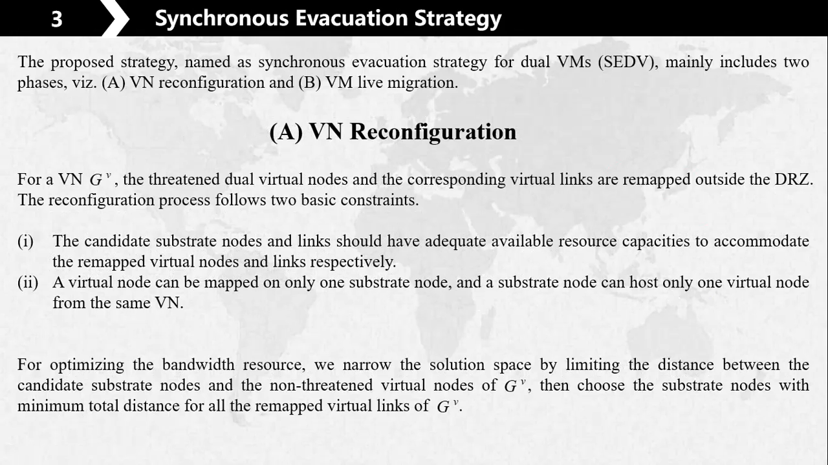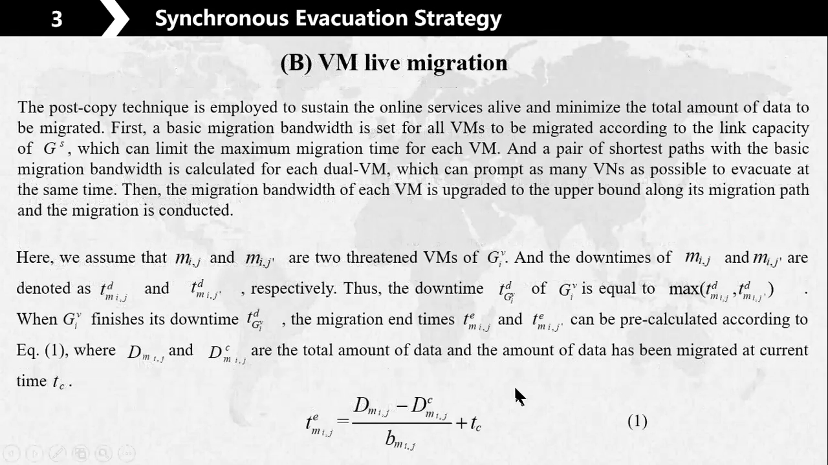So for optimization purpose, we narrow the solution space by limiting the distance between the candidate substrate nodes and the non-threatened virtual nodes of GV. Then we choose the substrate nodes with minimum total distance for all the remapped virtual links of GV. Then for VM live migration, we utilize post copy live migration technique.